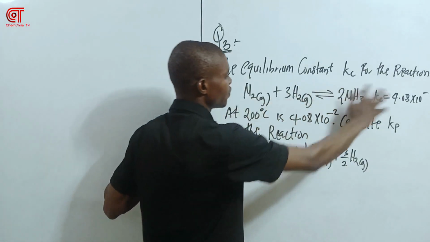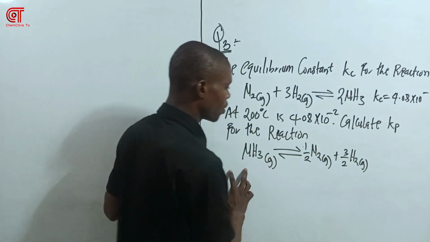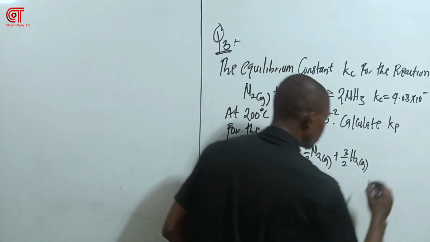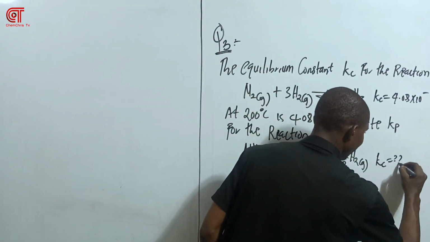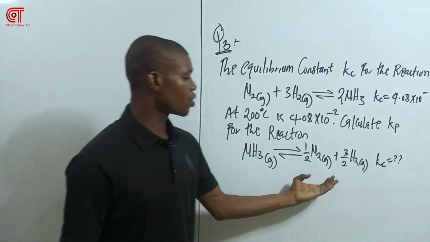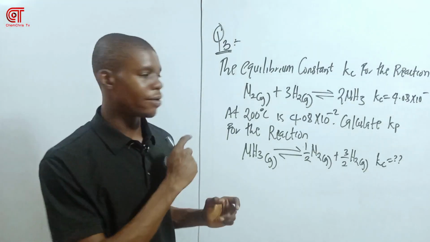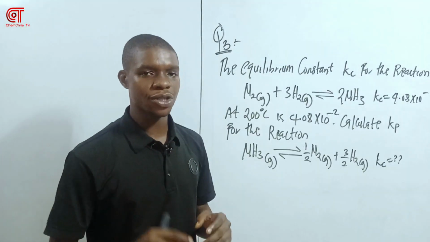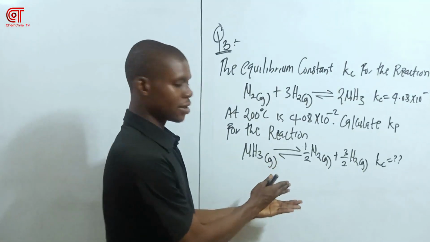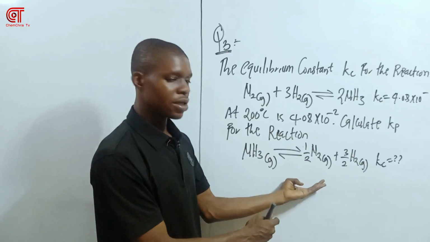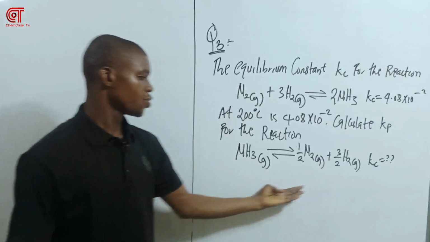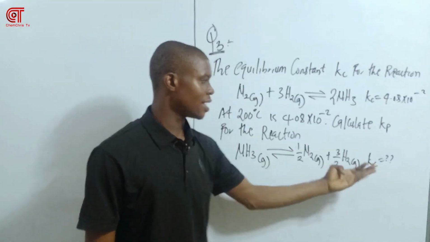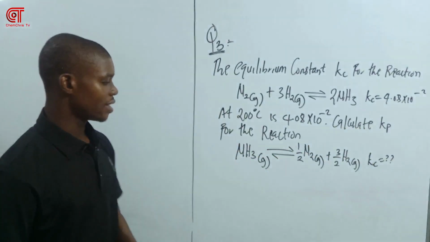So this reaction was given to me, then I ask you to calculate Kp for this reaction. The first thing we want to do here is to calculate the Kc for this reaction. If you've not watched my video on how to do this, I will leave the link in the description below, because this is what you need to understand. Once I can get my Kc, then Kp will work very, very easy.